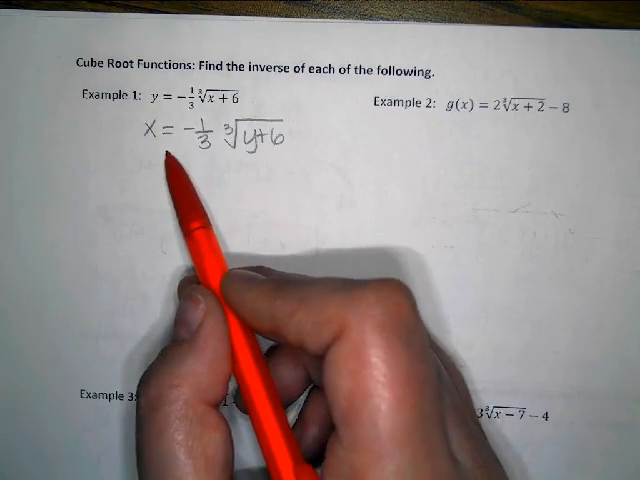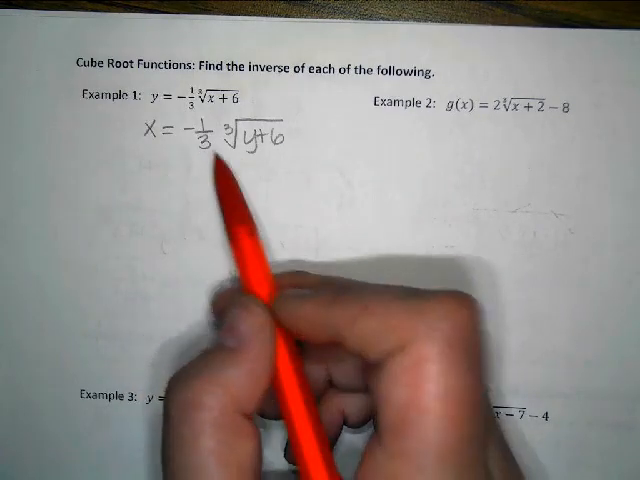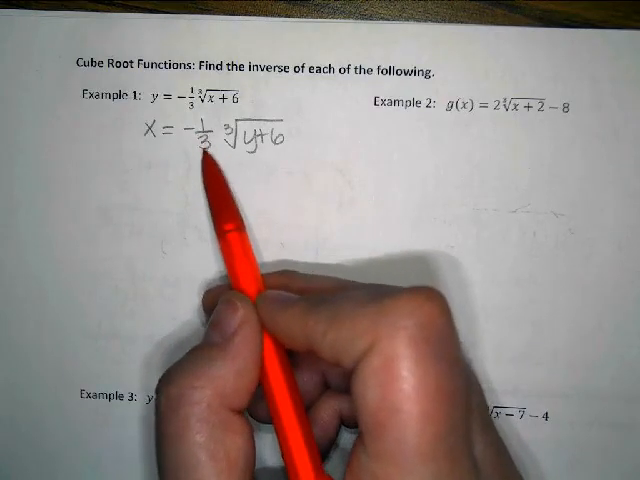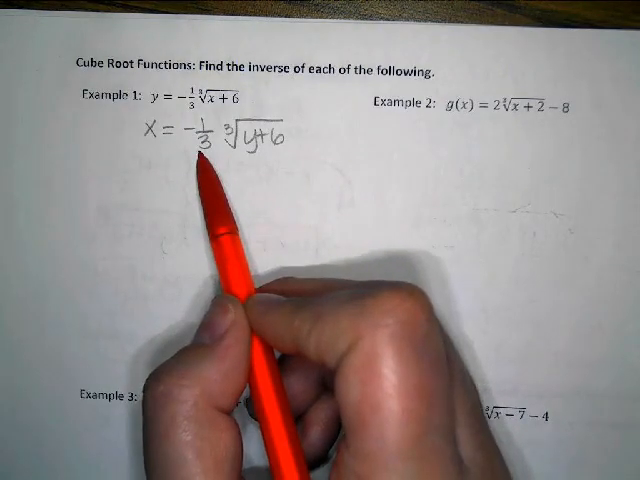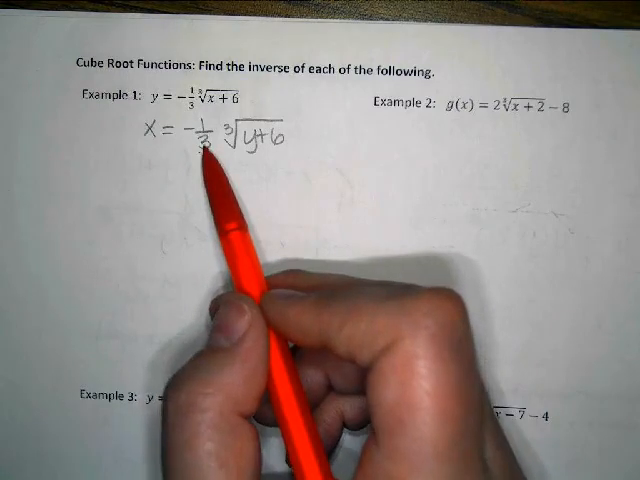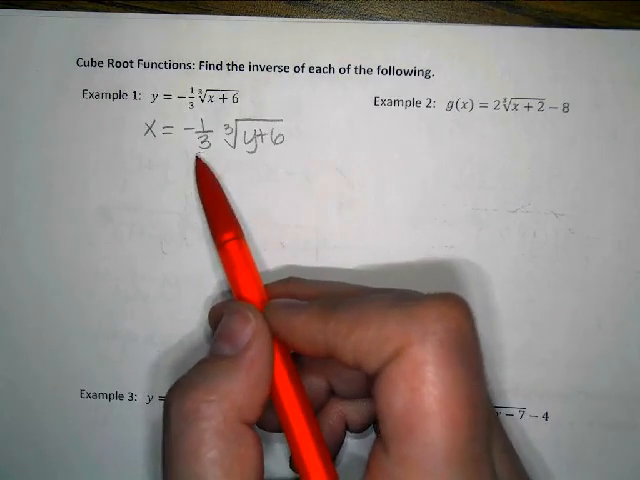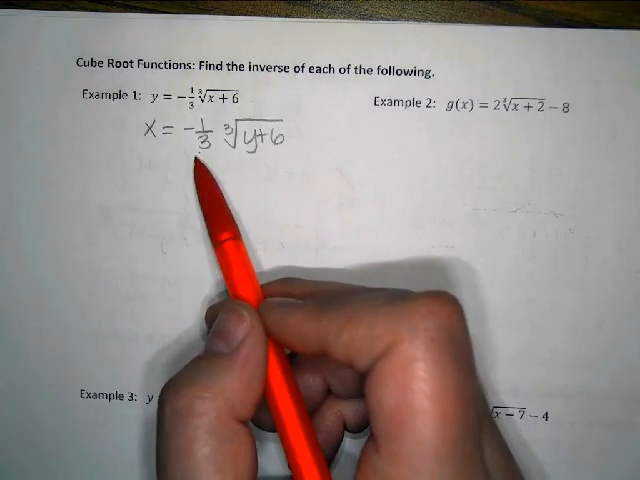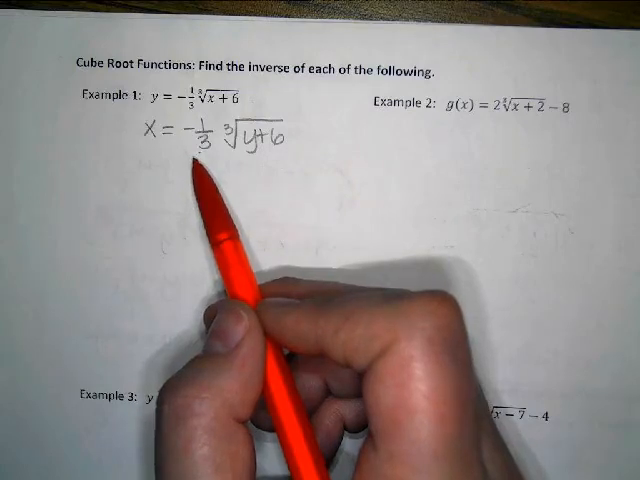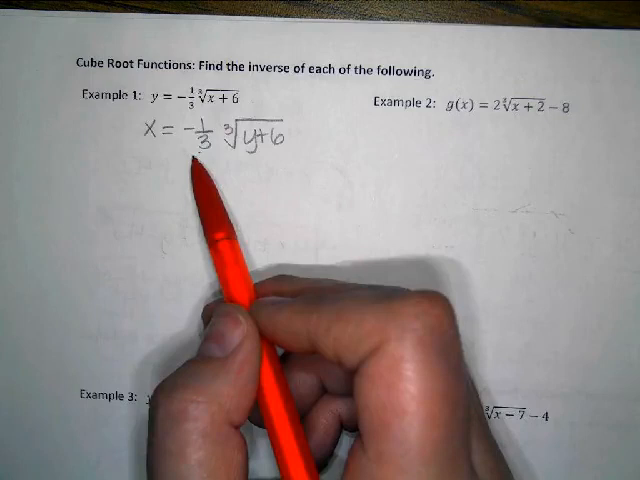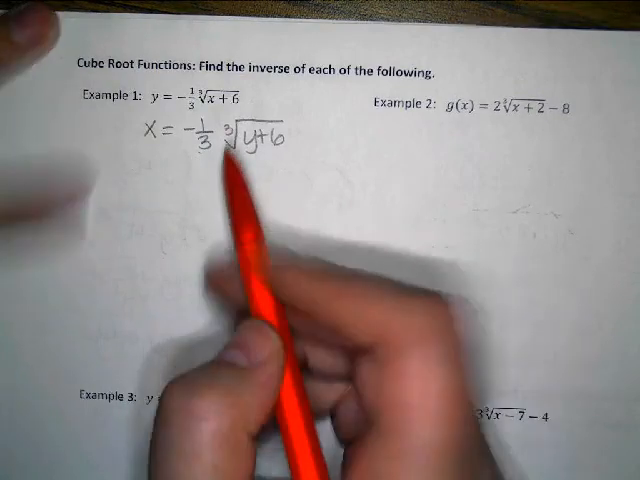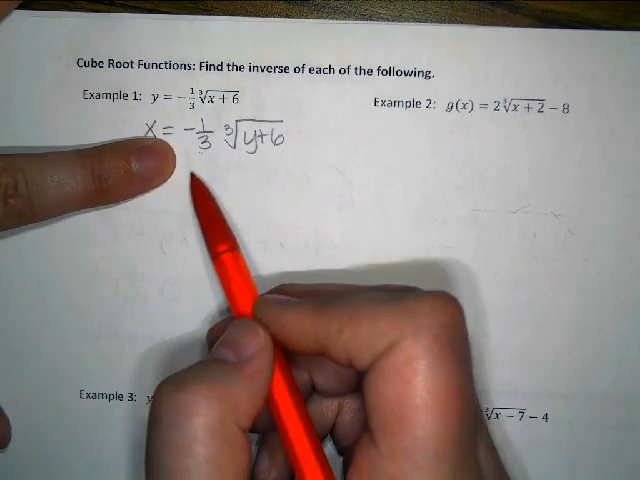How am I going to get rid of this fraction? Normally I would divide, but dividing by fractions is tricky. Dividing by fractions can be difficult. So what's another way to get rid of a fraction that isn't dividing? You can multiply. So if I wanted to get rid of a 1/3, what could I multiply by? 3, yeah.